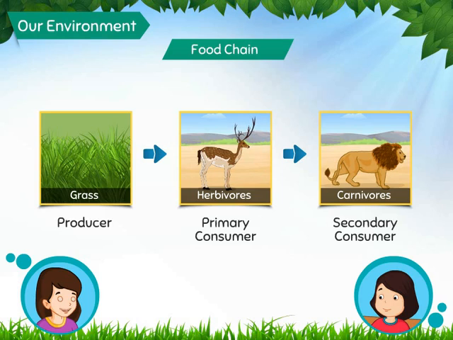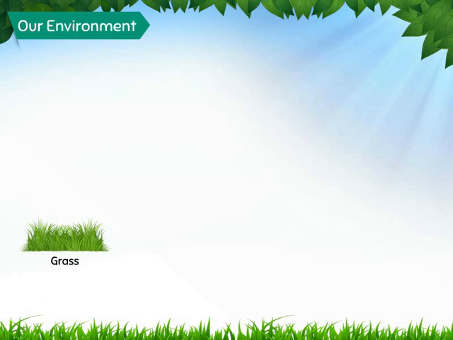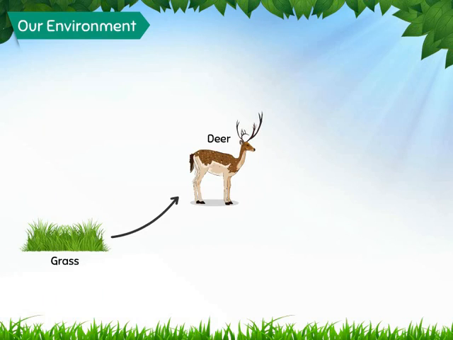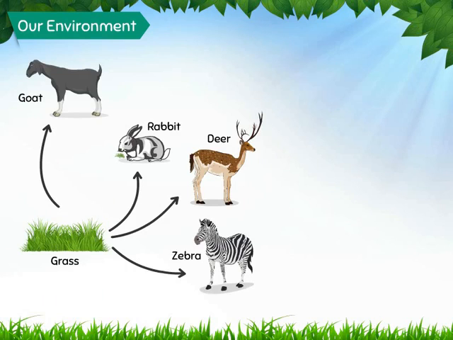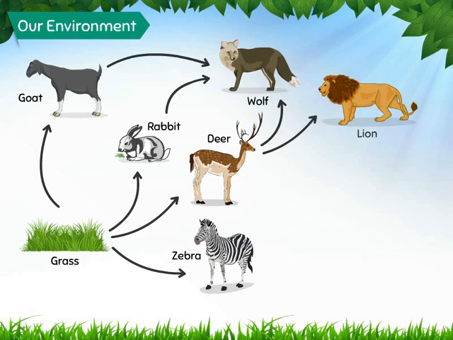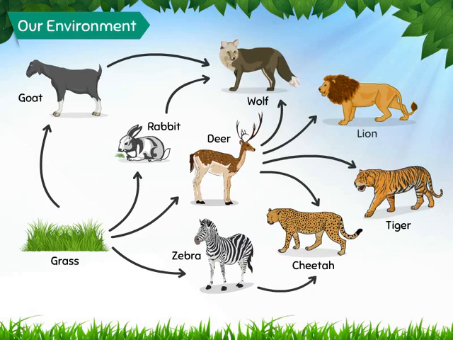However, nature is more complex than this. For example, grass is not only eaten by deer, but also by rabbits, goats, and zebras. Deer is not only eaten by lions, but by other bigger animals, such as wolves, cheetahs, and tigers. All these types of food chains are interconnected and form a food web.